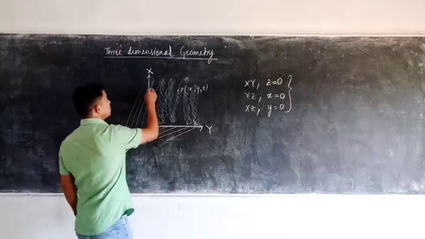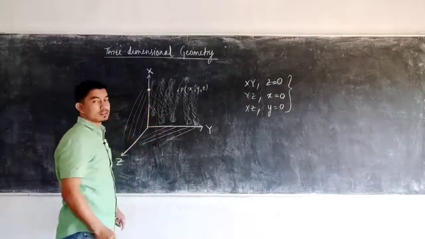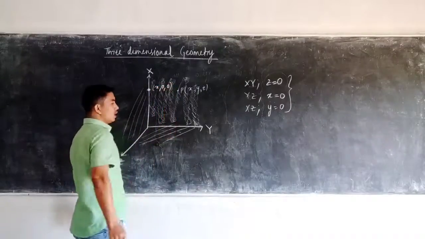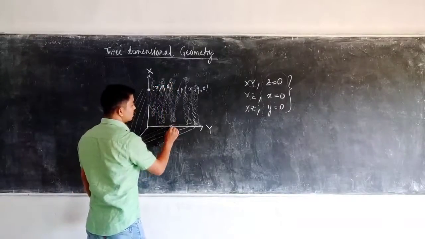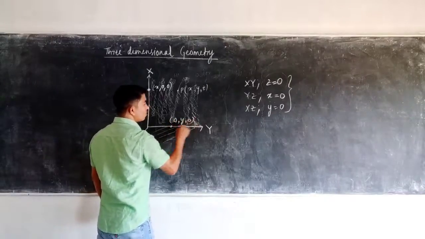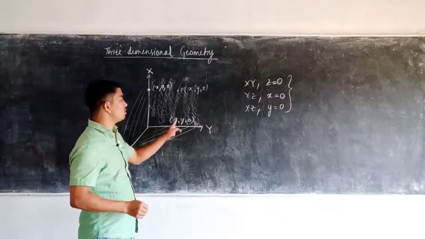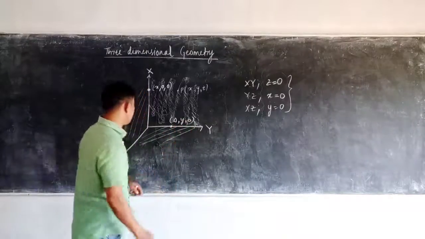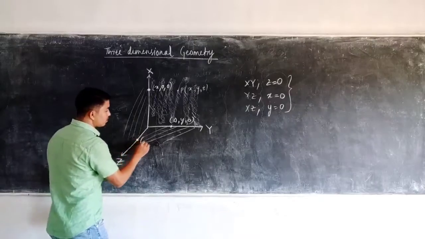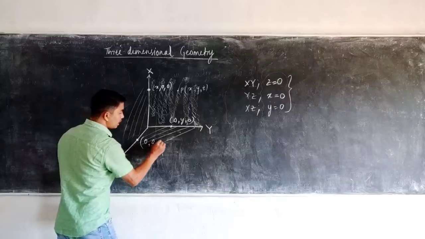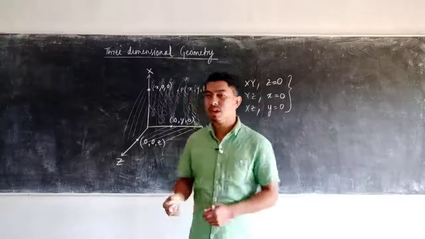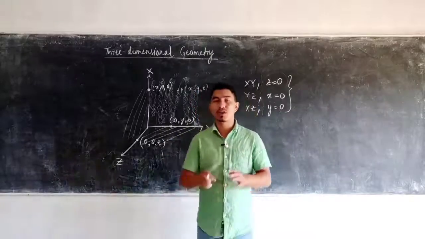Suppose you have a point lying on the x-axis, the coordinate of this point is simply (x, 0, 0). If any point lies on the y-axis, it can be represented by (0, y, 0), which means the x coordinate is 0 and the z coordinate is also 0. And the last one, if any point lies on the z-axis, the coordinate can be represented by (0, 0, z). This is how we represent any point in three-dimensional geometry, or better we say, in space.